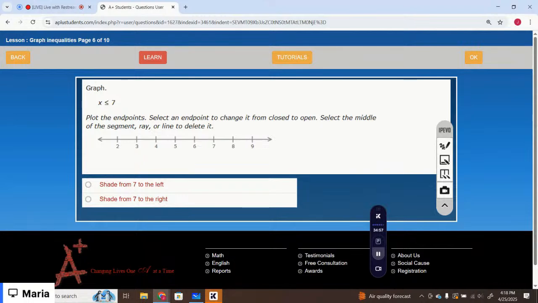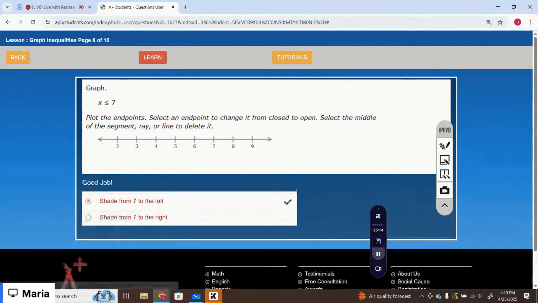X is less than or equal to 7. That is shift from 7 to the left. Option number 1 is the correct option.